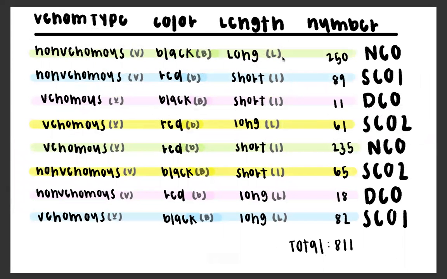So here we can see each F2 offspring's traits and the amount of offspring per cross. We have a total of 811. And on the right-hand side, this is just how we group the different types of crosses.